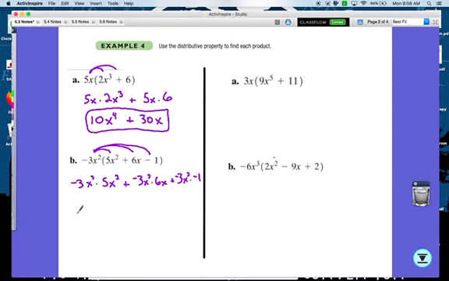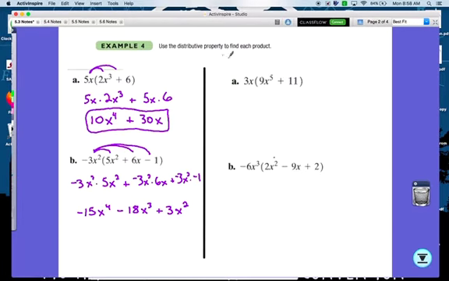Negative 3 times 5 is negative 15. X squared and x squared will go to x to the 4th. All right, we'll have a negative 3 times the 6, so minus 18. X squared and x give you x to the 3rd, because I add those exponents. And then negative 3 times the negative 1 gives me plus 3 with the x squared.